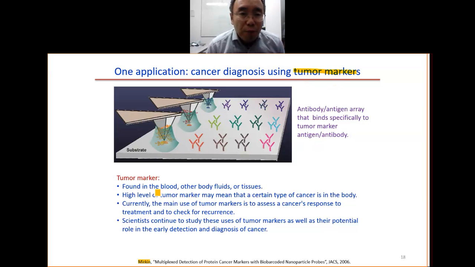Tumor marker is found in the blood and other body fluids or tissues. A high level of the tumor marker means you may have cancer. That means by detection of the tumor marker with this array, you can do early detection and diagnosis of the cancer. Another application for this kind of study is to use the tumor marker to assess the cancer's response to the treatment and to check for recurrence.